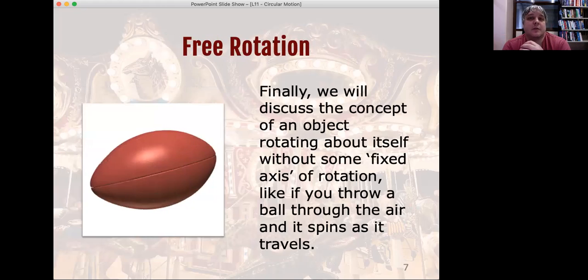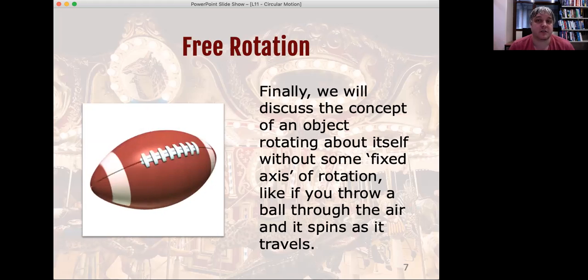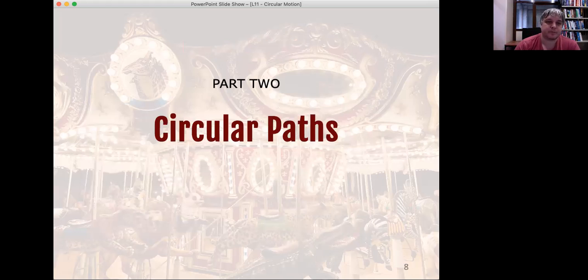And then the last thing that we'll talk about is the concept of an object rotating about itself without some fixed axis of rotation. So this is what would occur if you spin a ball as you throw it, as per the GIF there. If you spin that ball and throw it, it will rotate as it travels through the air. It doesn't have to be traveling through the air. It might just be spinning on the spot. You might just have it on a frictionless surface and start it spinning. And so we're going to talk about what happens when something spins or rotates without having a fixed axis.